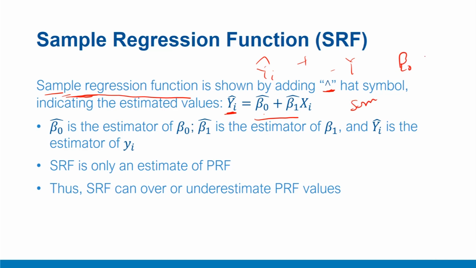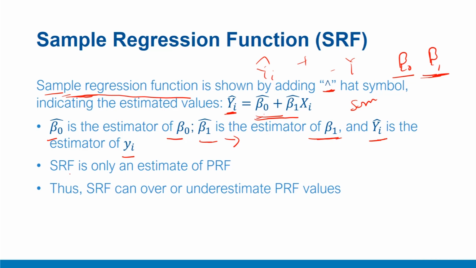Unlike beta naught and beta 1, which were population parameters, beta naught hat and beta 1 hat are the sample parameters, or the estimators of the population parameters. Beta naught hat is the estimator of beta naught. We'll discuss some of these estimators. Beta 1 hat is the estimator of beta 1, and these estimators are applied on a given sample to estimate or proxy the population parameters. Using beta naught hat and beta 1 hat, what we get is yi hat, the estimate of y, based on our sample regression function.